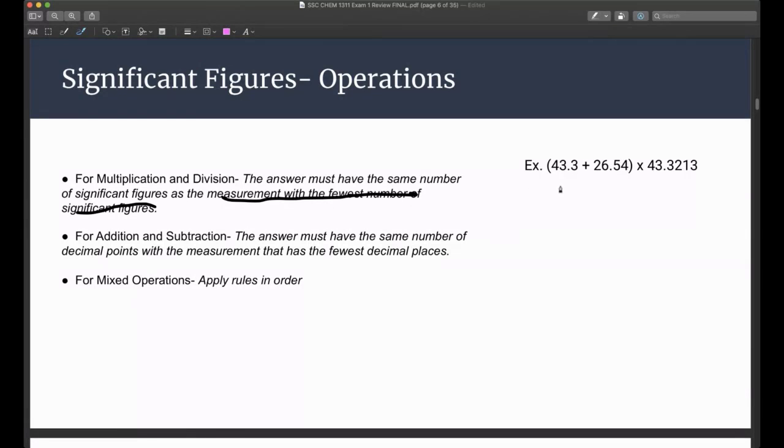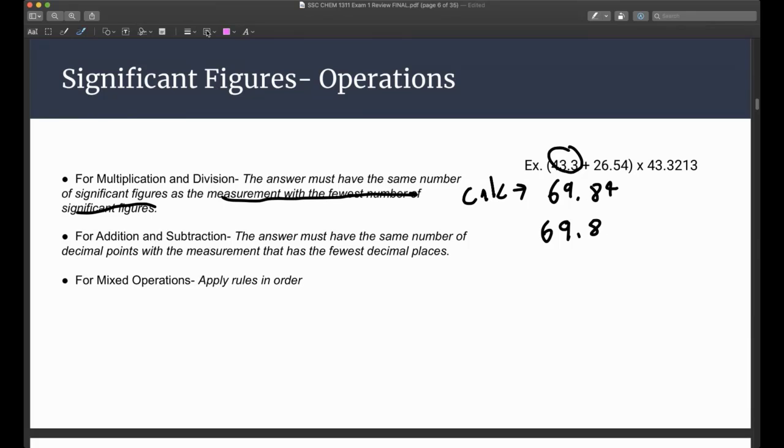And then I get 69.84. This is my calculator. Now, my rules of subtraction say that I have to keep the same number of decimal points as the number with the fewest decimals, right? So we're going to do it based on that one. So we do 69.8 because we just want one decimal point.